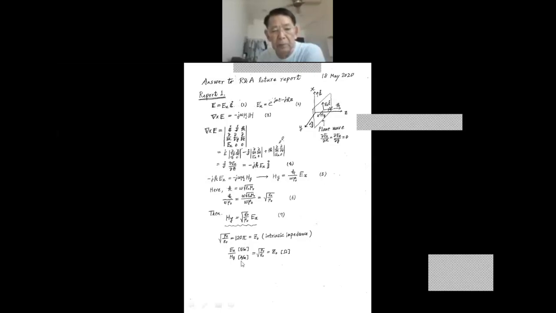This result's unit becomes ohm. Volt divided by ampere is ohm. So Ex divided by Hy, namely root mu 0 divided by epsilon 0, becomes ohm. And this value becomes 377 ohm. So this is additional information. So equation 7 is the answer of this report.